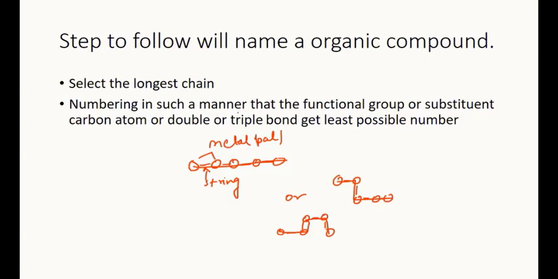Next thing is numbering the system. We will be learning how to number a system and how to give the least possible number to the groups which are outside the chain. The first topic that we would be understanding would be alkanes.